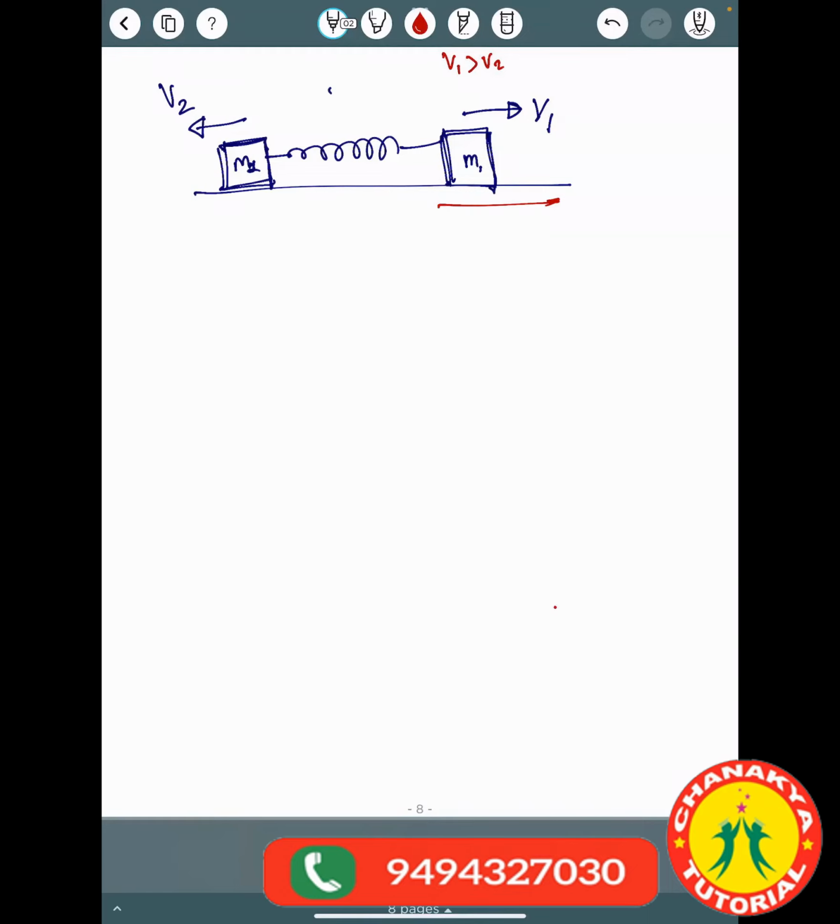Xavier, are you able to imagine this situation? So it will come back, but still it is moving, right? See, what this V2 will try, it will try to take it back, right? But V1 will try to pull it back. So, but still they are moving.